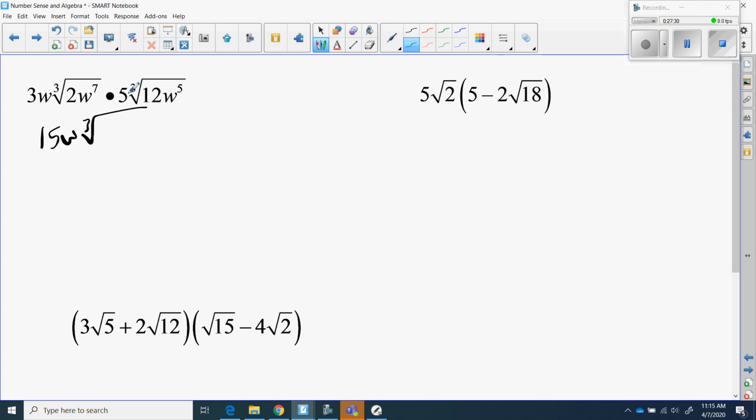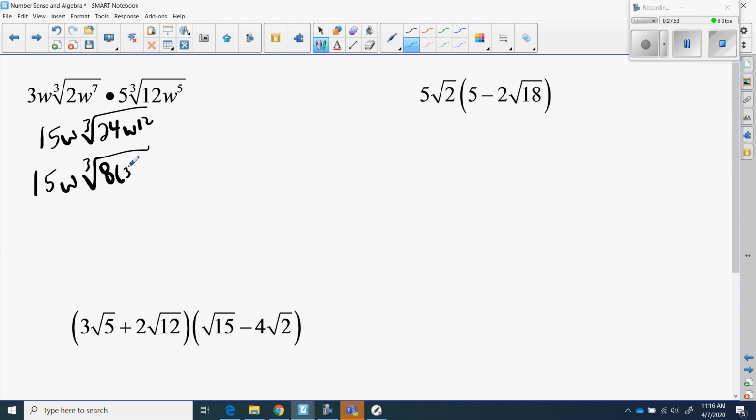So I'm just going to multiply these like normal. So 2 times 12, 24. W to the 7th multiplied by W to the 5, W to the exponent 12. Okay, now I got to reduce this. So 15 W, 20, so I'll break this one out. Cube root. So 24 is divisible by 8, which is a perfect cube.